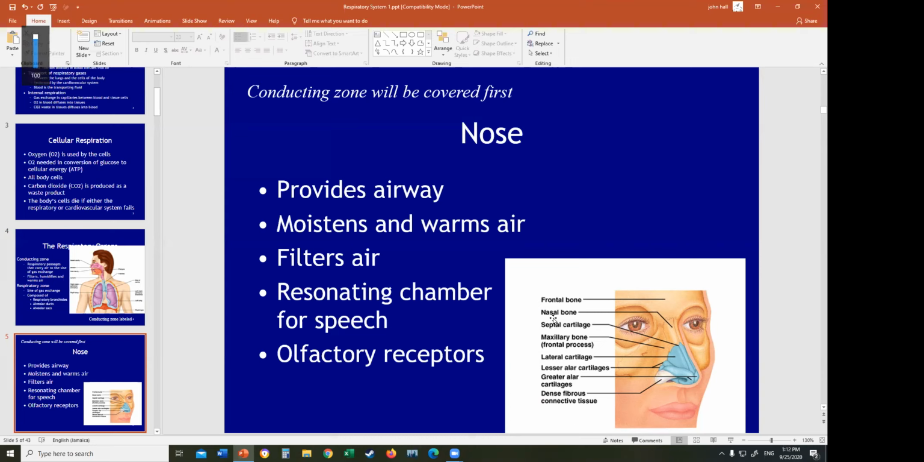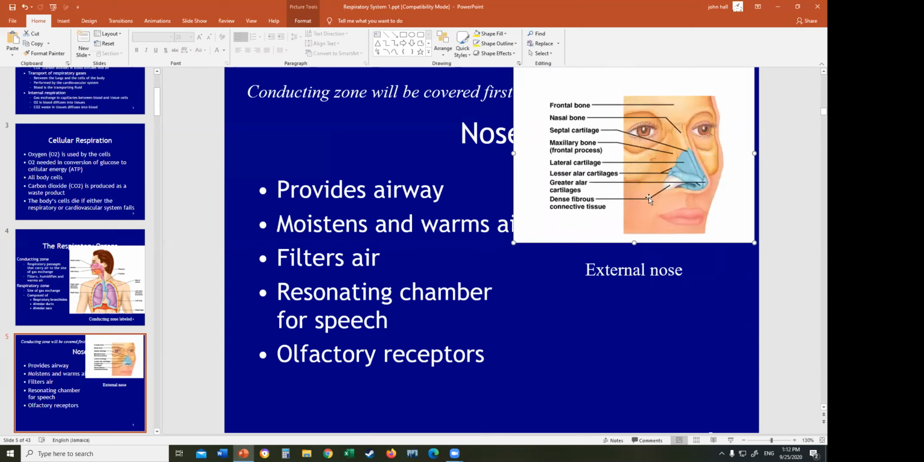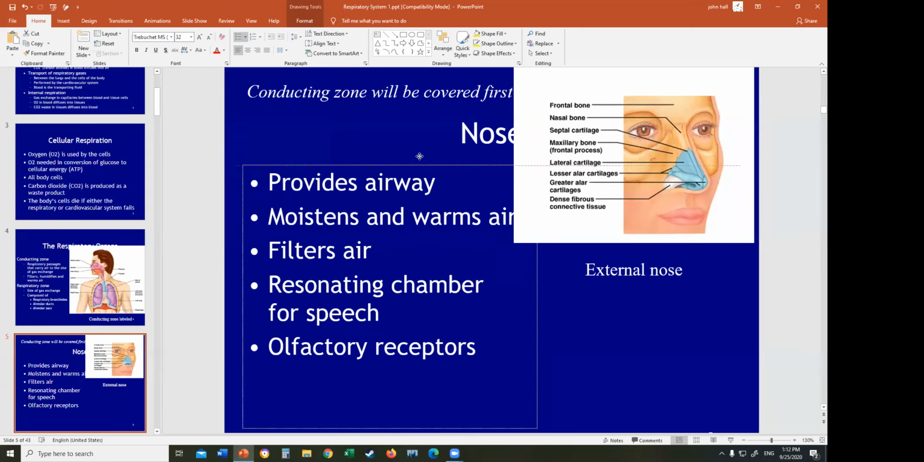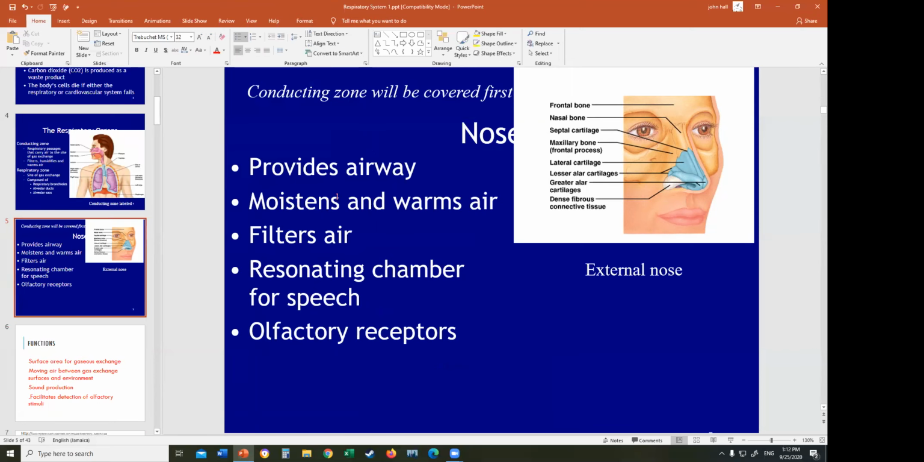Anyway, as I said, the nose is the opening to the nasal cavity. So air moves into the respiratory system via the nose. Obviously, everybody knows that's common sense. And once air gets into the nasal cavity, this is where the air is going to be moistened and filtered, and the nasal cavity acts as a resonating chamber. It also has olfactory receptors. We'll explain all of these as we go along.